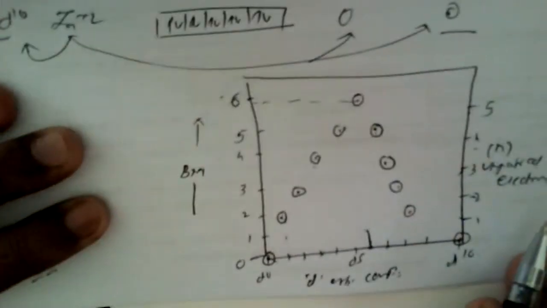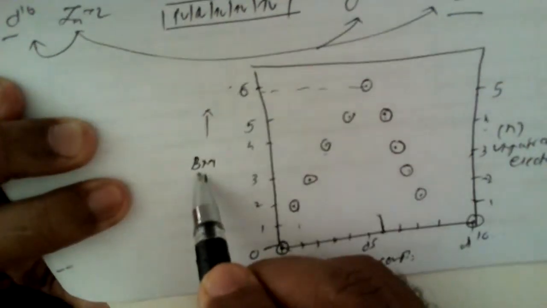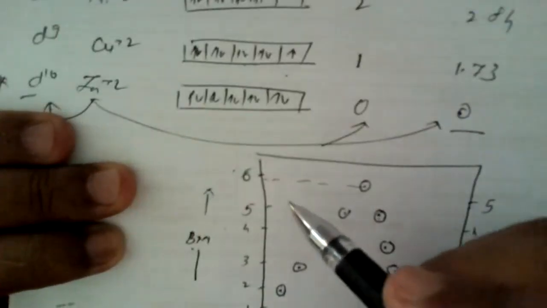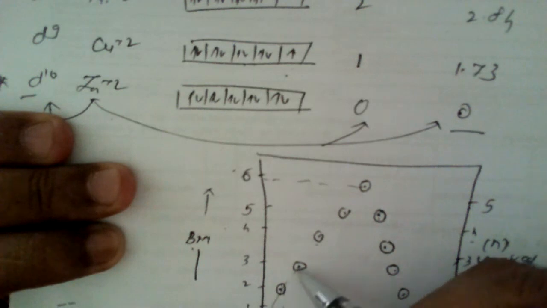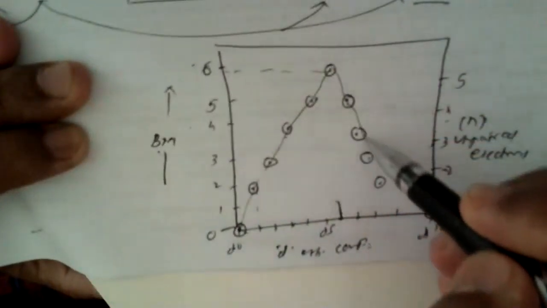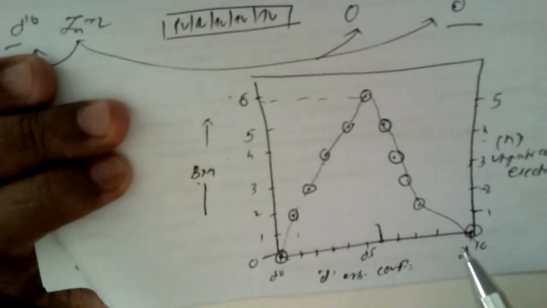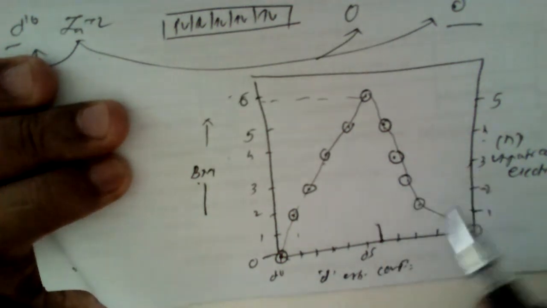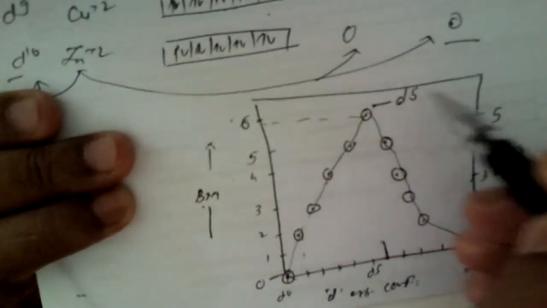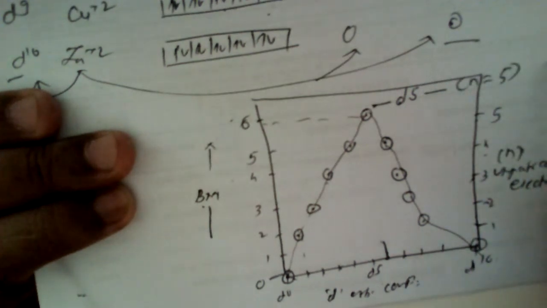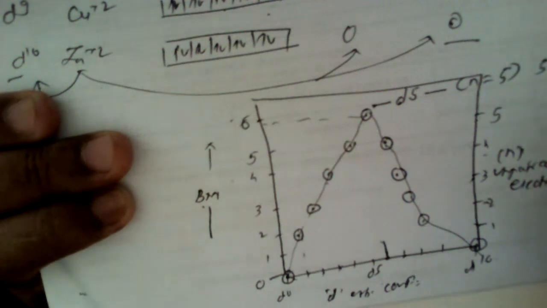You can see this is a graph of the magnetic moment in Bohr magnetons against the d orbital configuration and the total number of unpaired electrons. Now, suppose we draw a smooth curve by joining all these points. This graph shows its highest value at the d5 case, where the total number of unpaired electrons is 5 and the magnetic moment is 5.92.